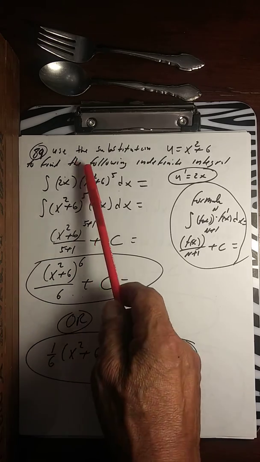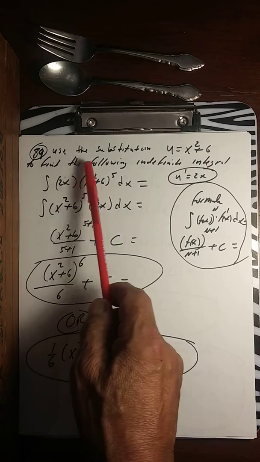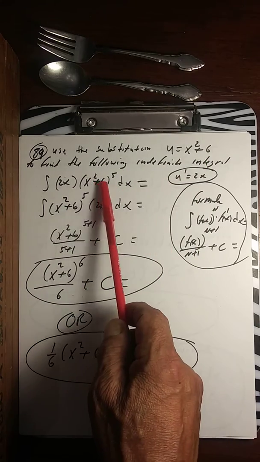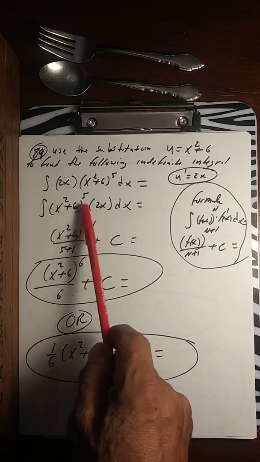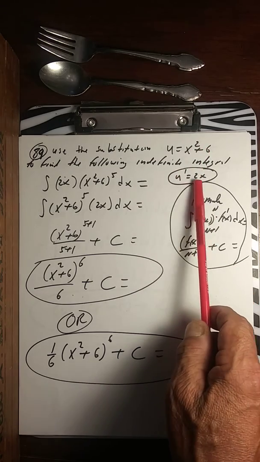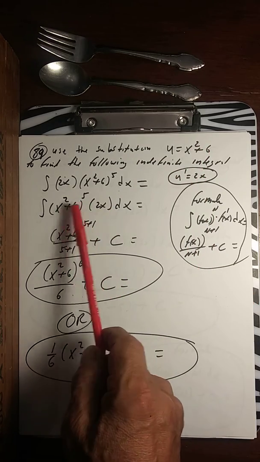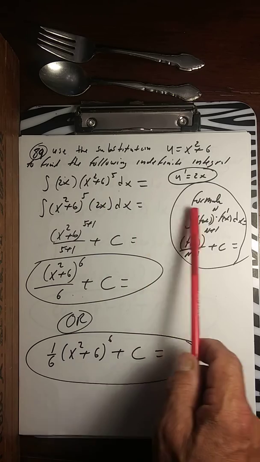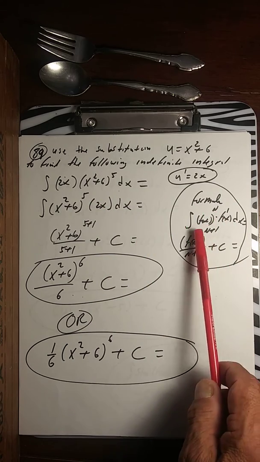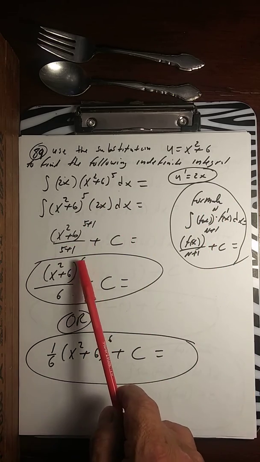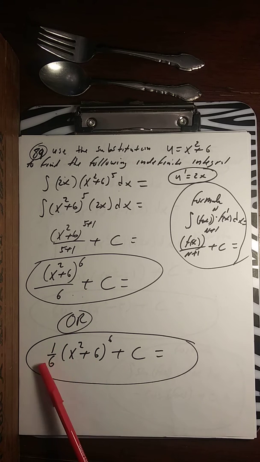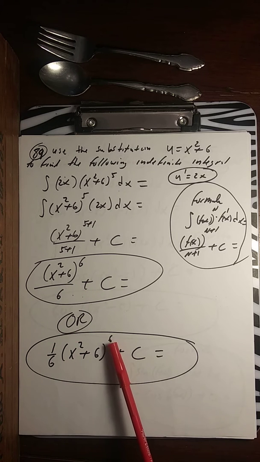Use the substitution u equals x squared to find the following indefinite integral. Let's rewrite it this way. If this is u, then u prime is 2x. Is that what we have right there? Yep, the derivative of this is right there. We can use this formula: 5 plus 1 is 6, so it's a 6 over 6, or you can take the 6 out. 1 over 6 times x squared plus 6 to the 6th power, plus c.